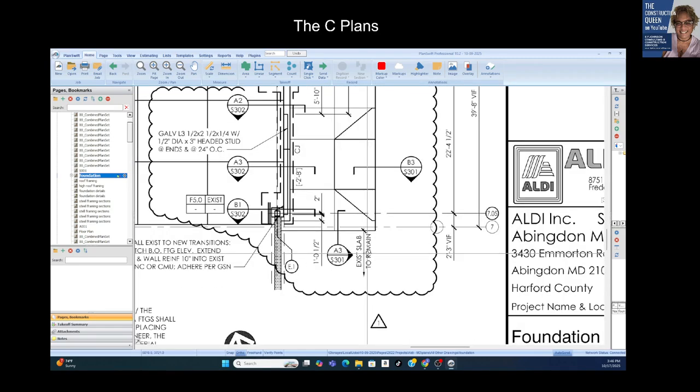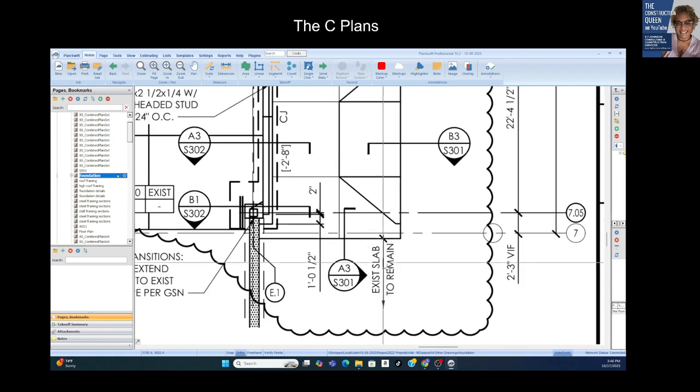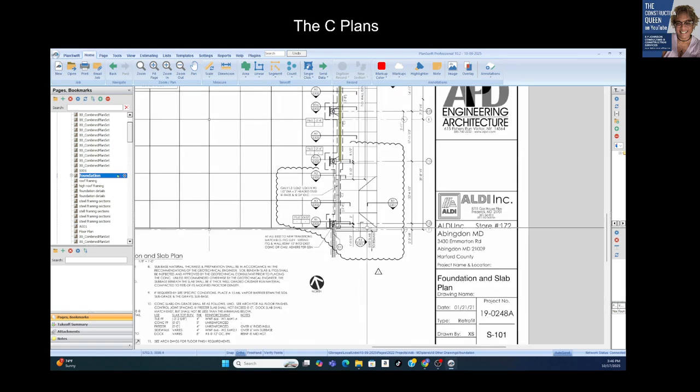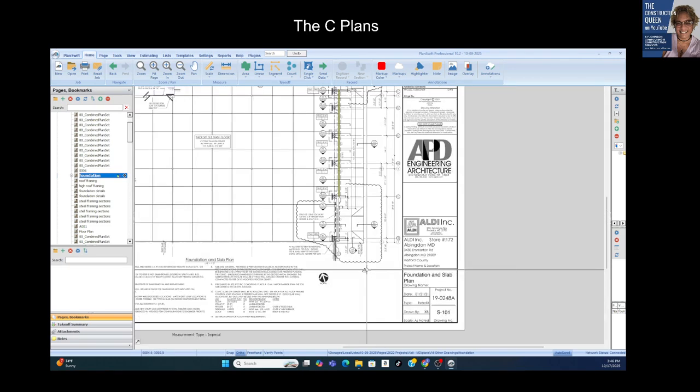And then here they're giving you how you have to reinforce the new to the existing. So that's really important. And the revision cloud, meaning they made some changes. I see a lot of revision clouds without that. You have to have that because that's pointing you to what to read, what was changed.